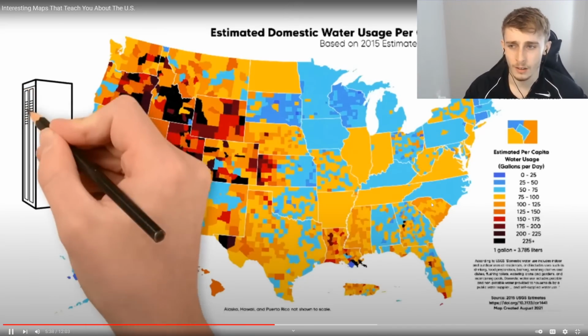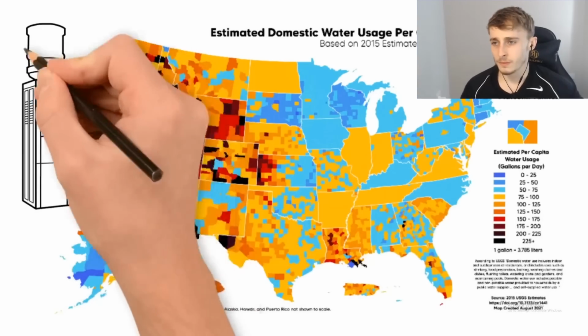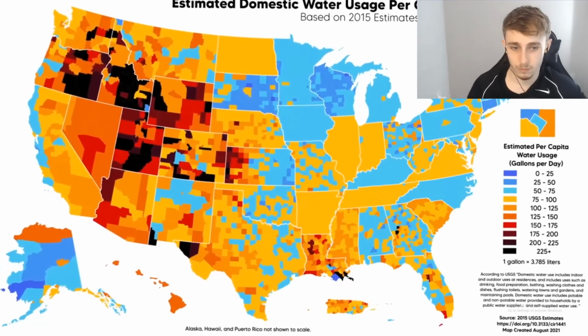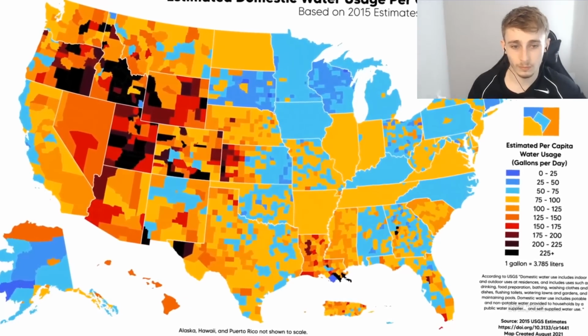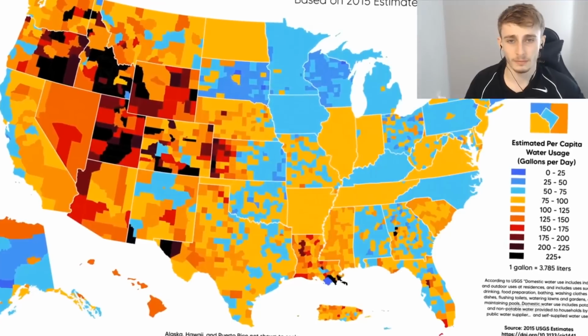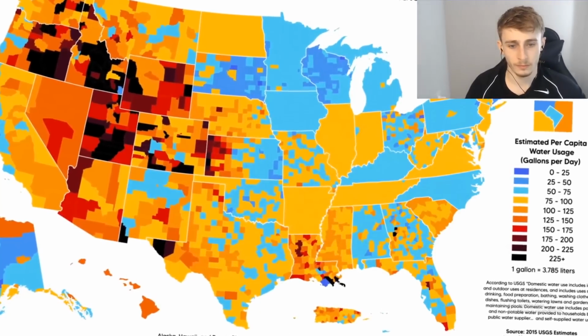Domestic water usage. Essentially how many gallons of water each person uses per day on average. This includes watering lawns, etc. The darker the color, the bigger the water usage, but remember this is per capita. The Northeast clearly uses less water, perhaps due to a less hot climate that doesn't demand it as much.